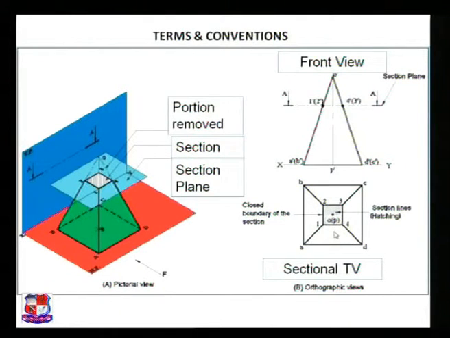Now terms of conventions. Now what is the name of various conventions? This is the portion removed, this one. It is shown by this dotted line. This is a section plane or section line. This section plane is shown by this blue color, this cyan color, and this square with the white color represents the section. This is front view and this is sectional top view. In front view, this is section plane AA, and this is the true shape which is represented by hatching section lines, this one. And this is the pictorial view of this object.